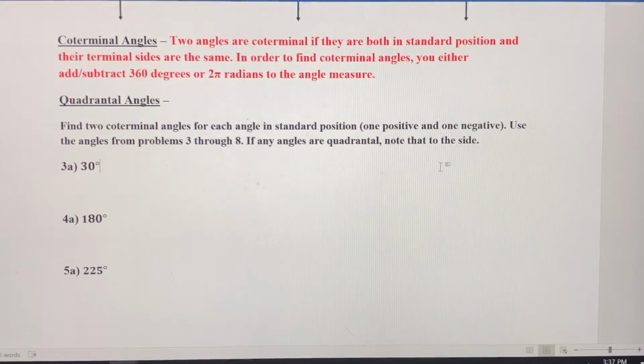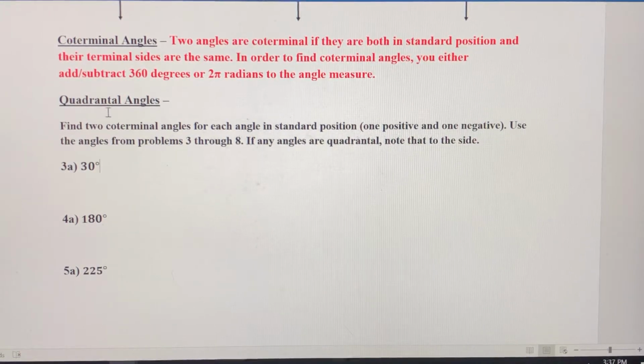Two angles are coterminal if they are both in standard position and their terminal sides are the same. In order to calculate coterminal angles, you're either going to add or subtract 360 degrees or add or subtract 2 pi radians to the angle measure that you're given.